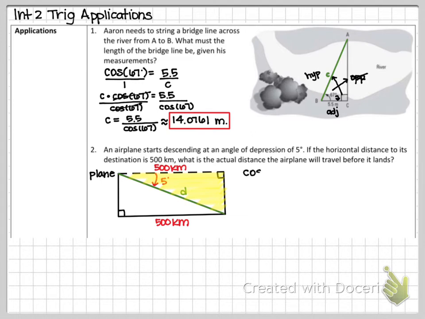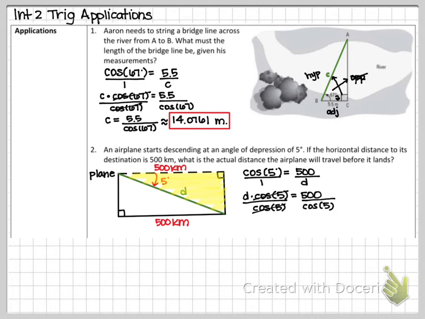So cosine of my angle, which I know is 5 degrees, is equal to adjacent, which is the 500 kilometers, over hypotenuse D. I'm looking for a length, so I'm just going to set up my ratios and cross multiply, and then divide by cosine of 5. Remember, we're trying to find that length D, so that distance.